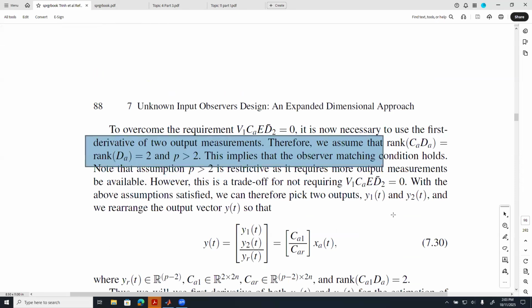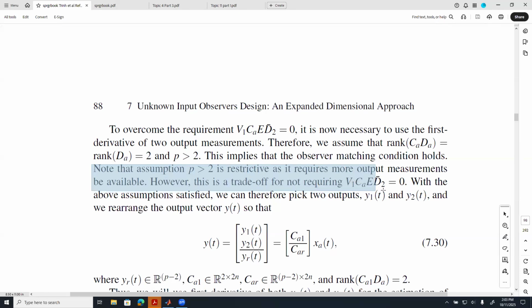And of course, the number of output measurements had to be bigger than 2 in order for us to obtain a reduced order time delay system without unknown input, and the reduced output measurement vector is available. So P has to be bigger than 2. All right. So this is where the requirement is. This is the trade-off. Everything that we do seems logical, because if you want to overcome something, we have to pay for something. And that's exactly what's happening here.